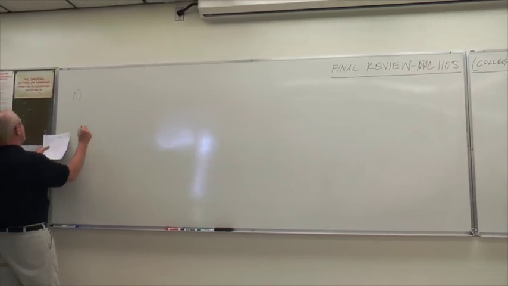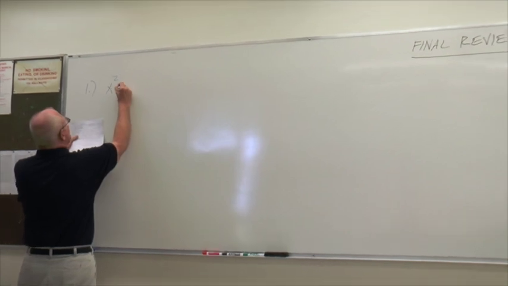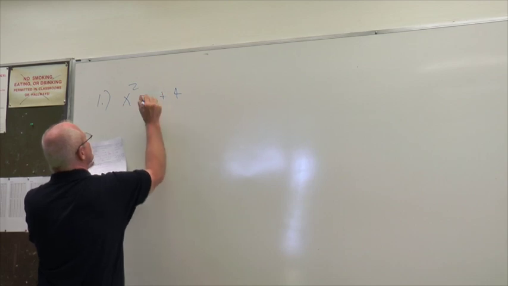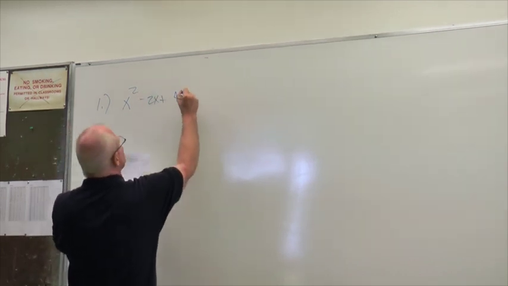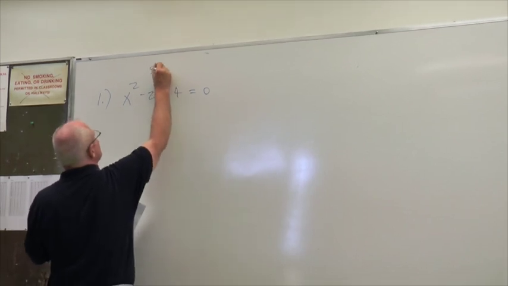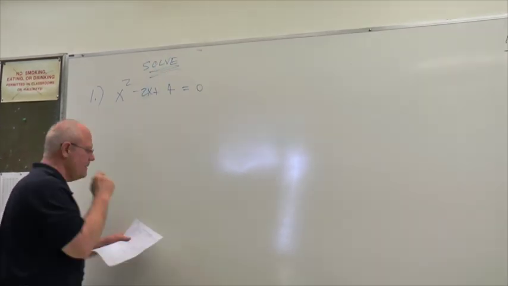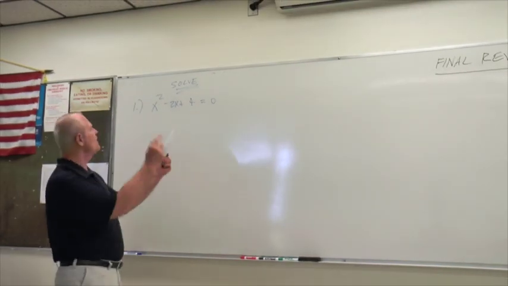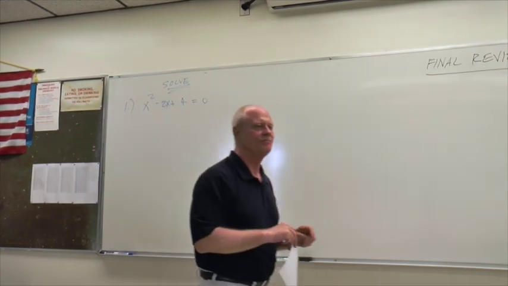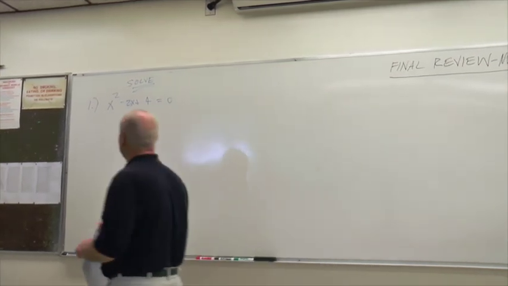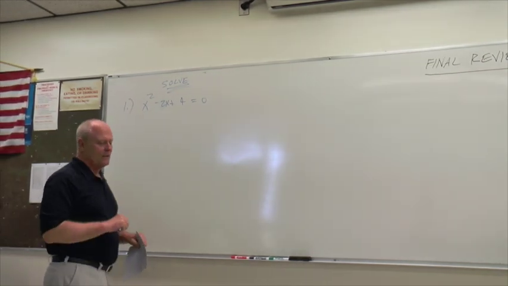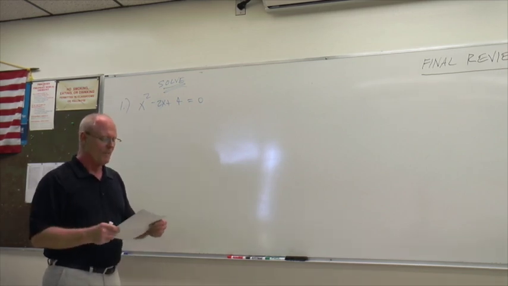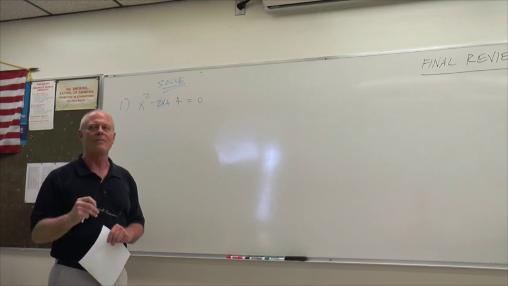Number 1 says x squared minus 2x plus 4 is equal to 0, and the instruction is solve. Okay? So what do they mean by solve? What are we doing? If you saw this on the test, what would you do? Factor. Very good. We're actually solving for what? When it says solve for something, what are we solving for? X. X, right. We have to solve for x somehow here, don't we?